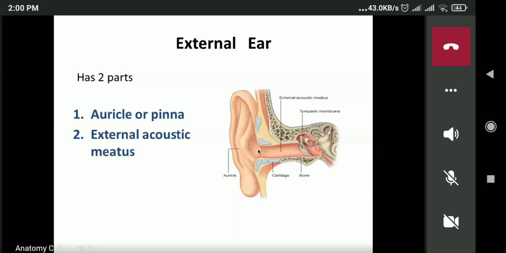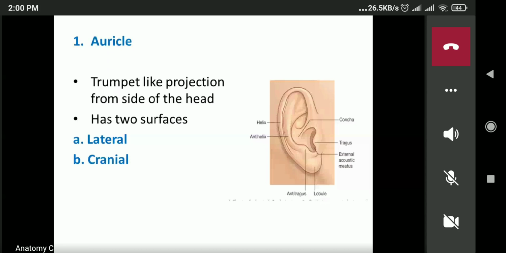So the external ear mainly consists of two parts, that is the auricle, which is also known as pinna, and the external acoustic meatus. So this part is the auricle and this is the external acoustic meatus. So both these parts constitute the external ear. Now come to the auricle, which is also known as the pinna of the ear. So the auricle is a trumpet-like projection which projects from the side of the head. Okay, so this is the auricle or the pinna.